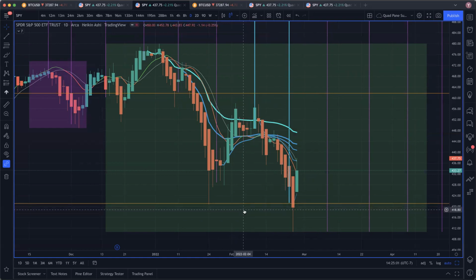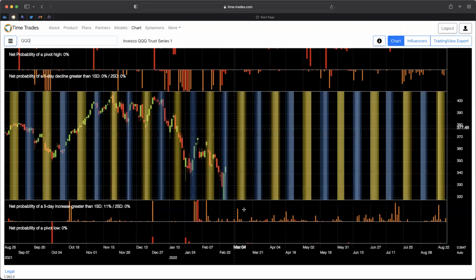All right, so let's go and take a look at what Time Trades is saying here for the daily forecast. So we're going to flip over to Safari. We've got our Time Trades web application up. We've got the Qs here, and we finished a big down move, of course, on the 24th, on Thursday last week. There was a very sudden bounce up from that.